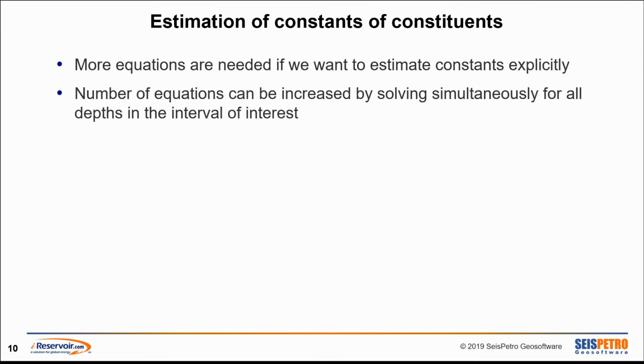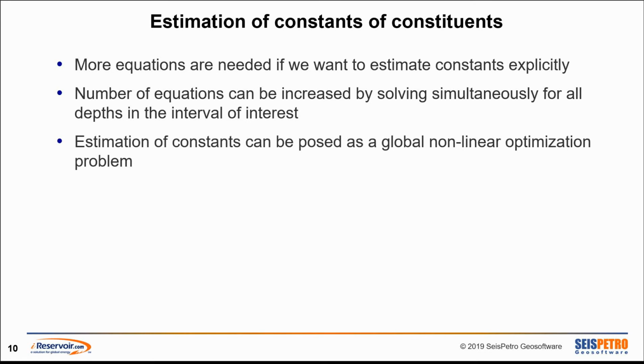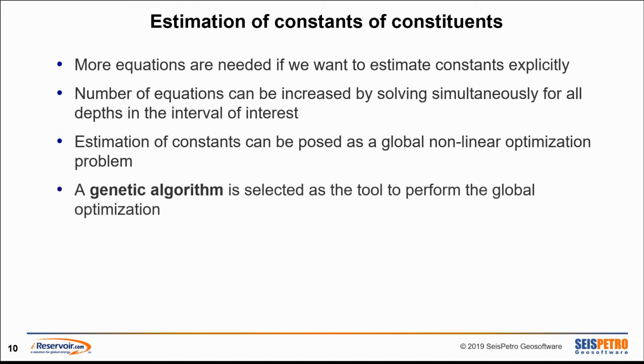So what we do is that we increase the number of equations by solving simultaneously for all depths in the interval of interest. So we bring more depth into the problem in the same well, or we can bring more depth from different wells that sample the same interval. By doing this, the estimation of the constants can be posed as a global nonlinear optimization problem. And the tool that we're going to use to solve this problem is a genetic algorithm.